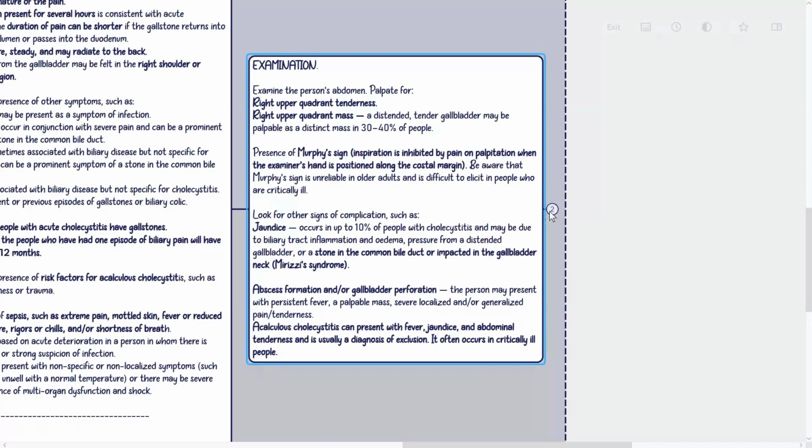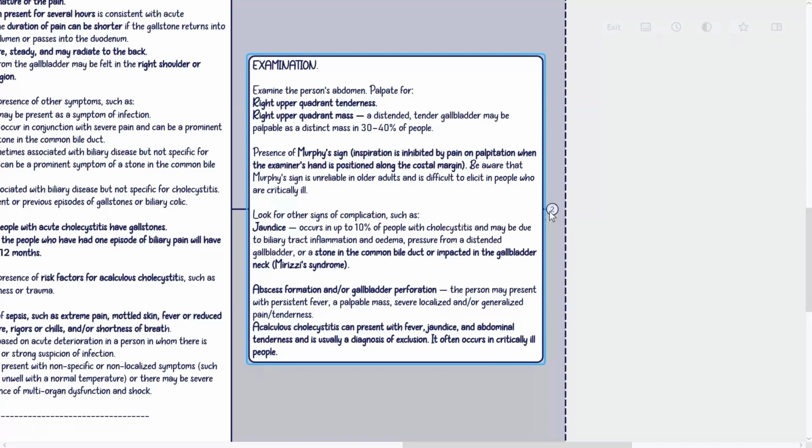Jaundice occurs in up to 10% of the people with cholecystitis and may be due to biliary tract inflammation and edema, pressure from a distended gallbladder, or a stone in the common bile duct or impacted in the gallbladder neck, Mirizzi syndrome. Abscess formation and/or gallbladder perforation.